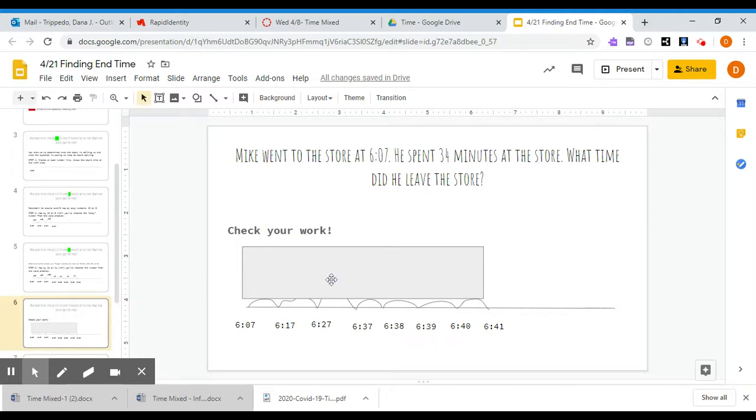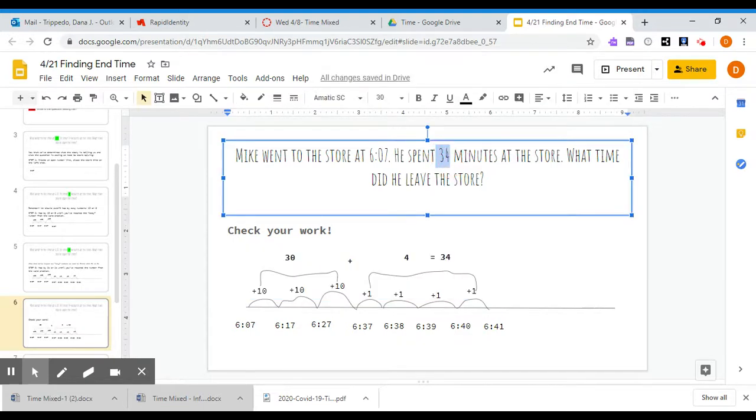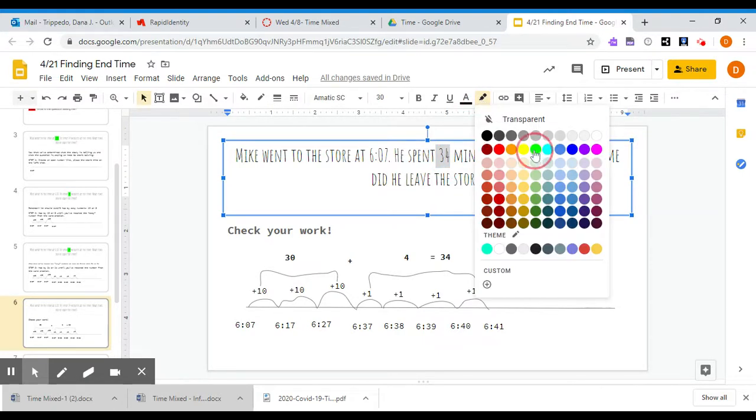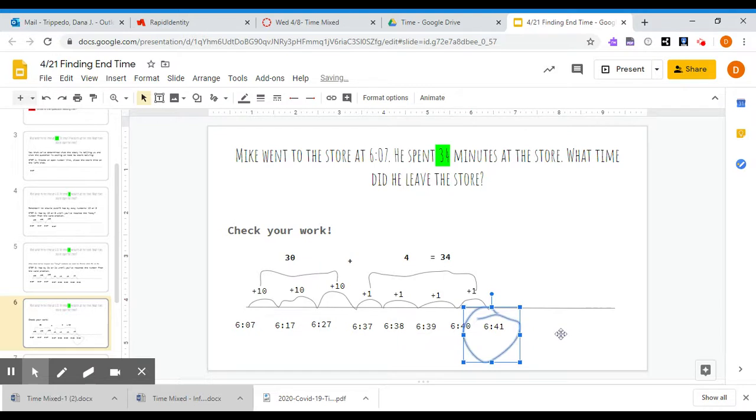How do I know that I'm correct, that Mike left the store at 6:41? I'm going to check my work by making sure that I hopped, or added, the correct number of minutes to our start time. Here again, we hopped those 3 tens, which means 30, and hopped those 4 ones, which is 4. When I add those together, that's 34 minutes. That shows me that my 6:41 is correct, as long as I did all of my math perfectly.